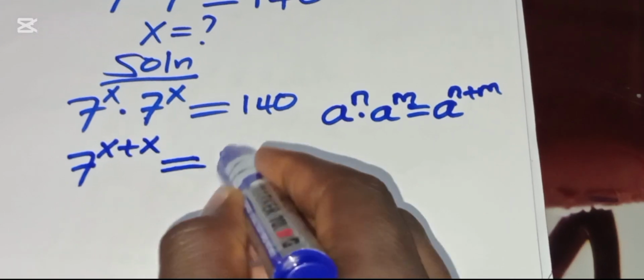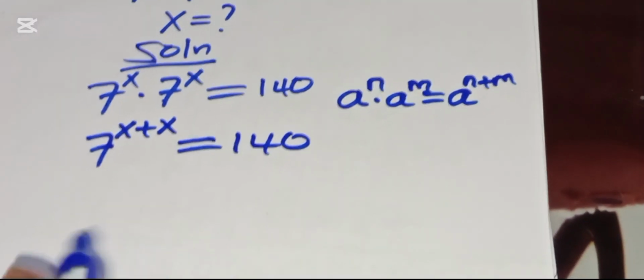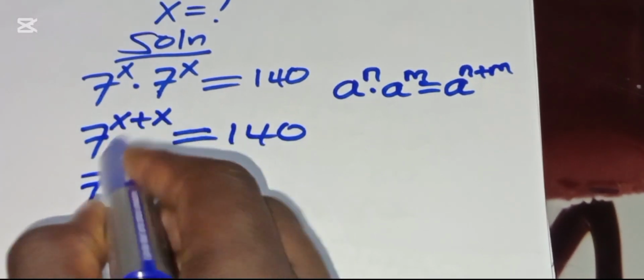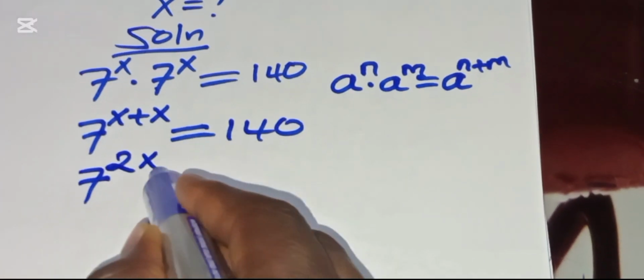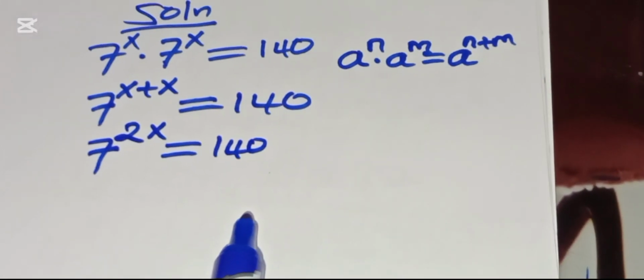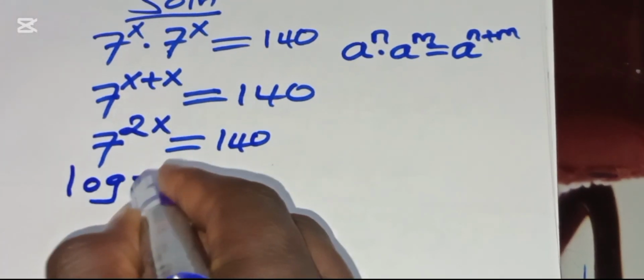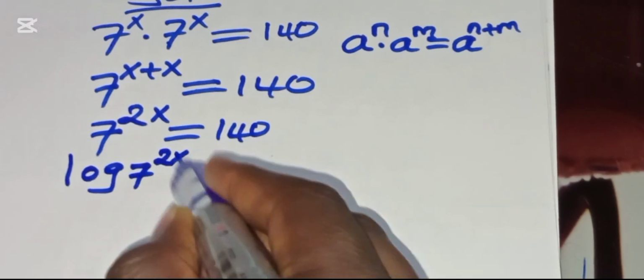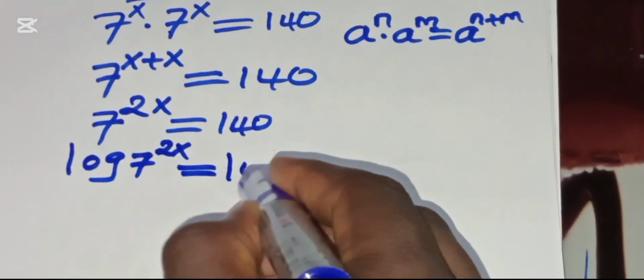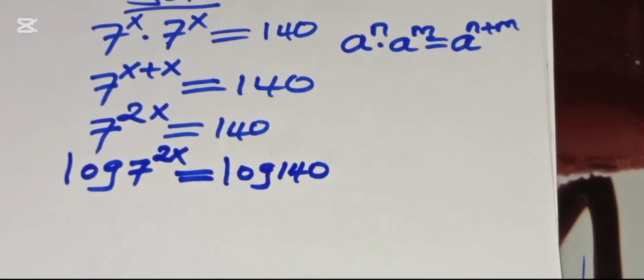Now from here we're going to have 7 raised to the power x plus x. This is supposed to give us a value of 140. Now from what we have, this is 7 raised to the power x plus x, which is 2x, and this is equal to 140. Now to solve for the value of x, we introduce the natural logarithm, which is log 7 raised to the power 2x on both sides, so that we have log 140. We introduce the logarithm on both sides.